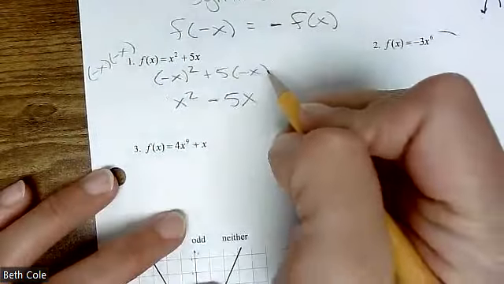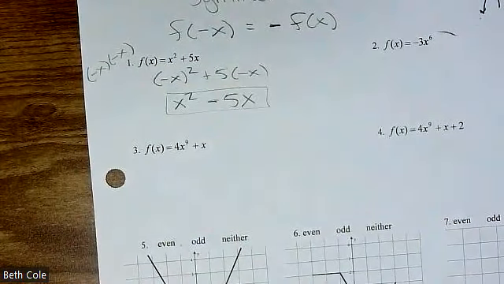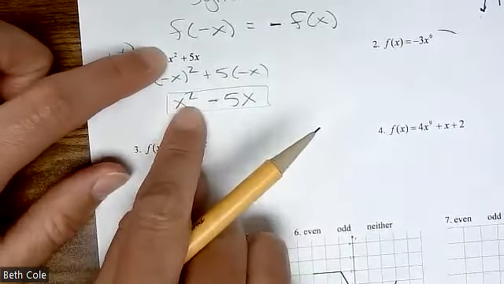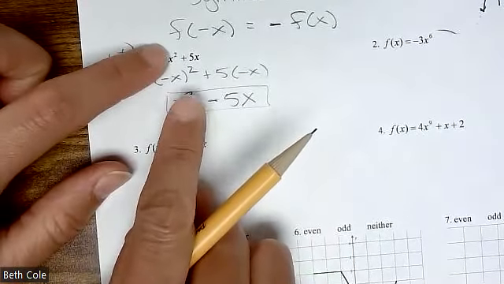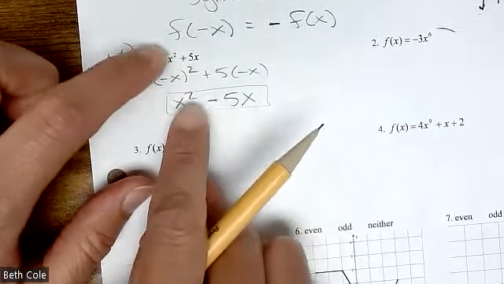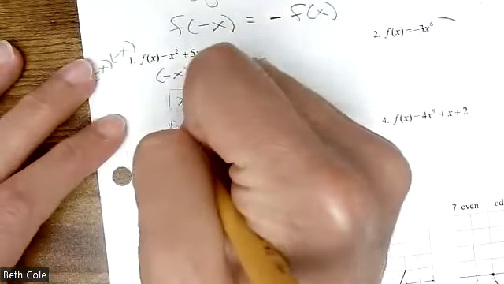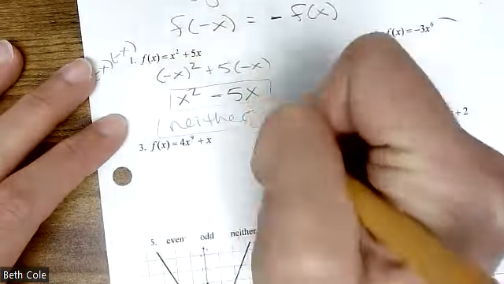Okay. And then you look at what you ended up with and you compare it to the original problem. So, hey, look, the first term is the same. Do you see that? X squared, x squared. The second term is different. So the first one's the same and the second one's different. So it's not even or odd. It's neither.